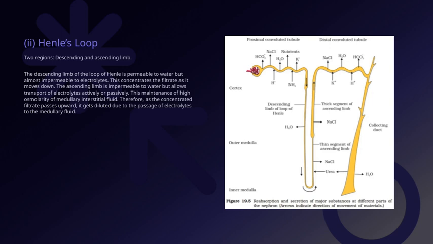The descending limb concentrates the filtrate by water reabsorption, and the ascending limb dilutes it by electrolyte transport, maintaining the osmotic gradient that's key for water reabsorption elsewhere in the nephron.